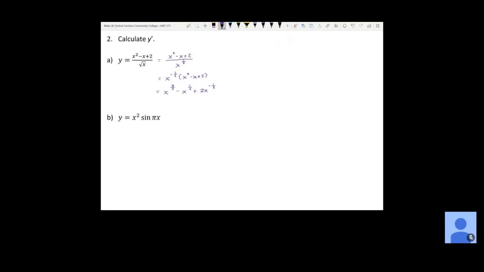Just power rule, right? And so if we use our power rule, y prime is going to be equal to 3/2 x, subtract 1 from that, that's going to give us 1/2, minus, bring down the 1/2, x, subtract 1 from the exponent, that's going to become a negative 1/2, plus negative 1/2, which times a 2 is going to actually give us a negative 1, so this becomes a minus x, and subtracting 1 from that exponent gives us a negative 3/2.